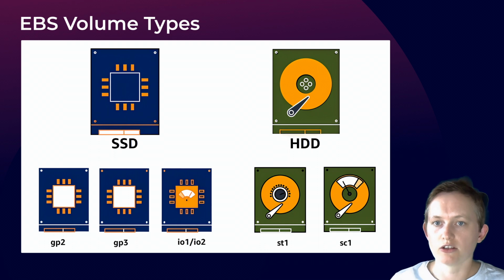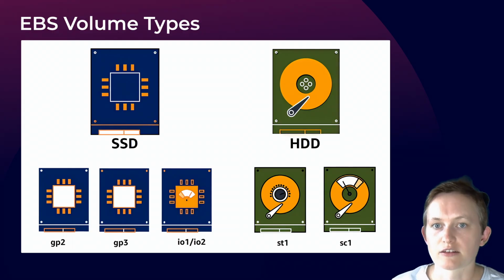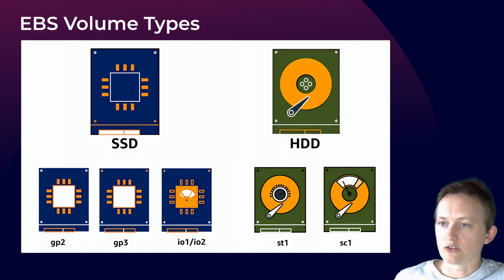SSDs use flash memory to store data, and with SSD there are no moving parts, so data is stored on interconnected flash memory chips. The SSD-backed volumes are designed for IOPS-intensive workloads such as your databases, your boot volumes, basically any workloads that require high IOPS. The SSD volumes include your provisioned IOPS SSD volumes, your IO1 and IO2, and they also include your general purpose GP2 and GP3 volumes.